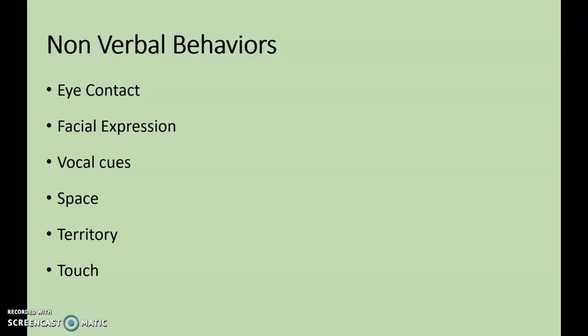Touch is a nonverbal behavior that's absolutely used to show empathy and show emotion and show caring and concern. A lot of times touch is used in support of verbal behaviors.